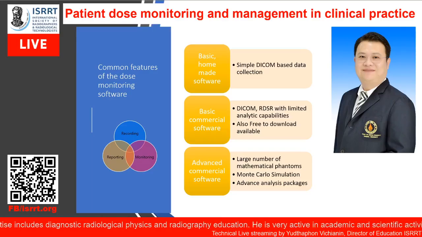And then we have advanced commercial software, and this software has a large number of mathematical phantoms. What do they mean, mathematical phantom? When we want to calculate the dose, one way is direct measurement, which is difficult to do. Of course you can do it. If you do an abdomen CT scan and want to know how much dose the liver gets, of course, you can operate on the patient, put the TLD chip inside the liver, close the patient, expose the patient, open up again, and pull out the TLD rod. It doesn't make sense, right?